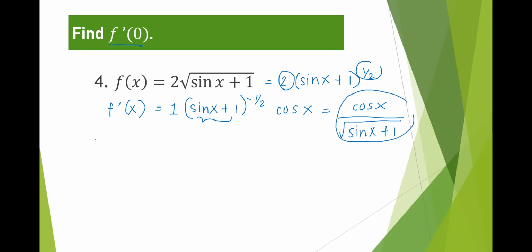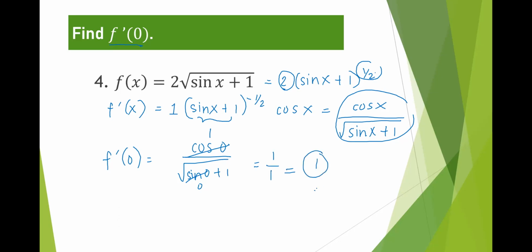Ang kailangan natin is f prime of 0. So, f prime of 0 will be cosine 0, replacing all our x by 0. Tapos, square root of sine 0 plus 1. Cosine 0 is 1. Sine 0 is 0. So, this will be 1 over 1, which is just equal to 1. Ayan po yung ating final answer.